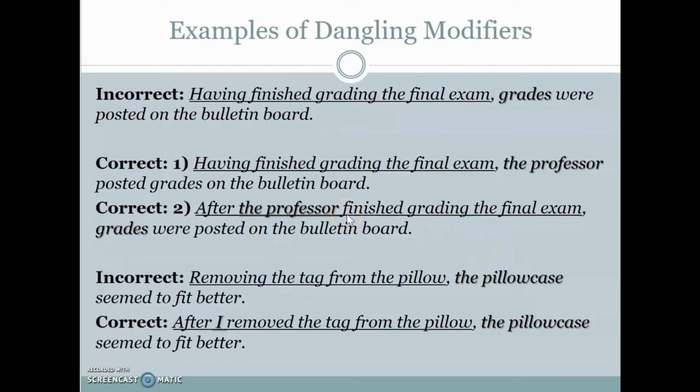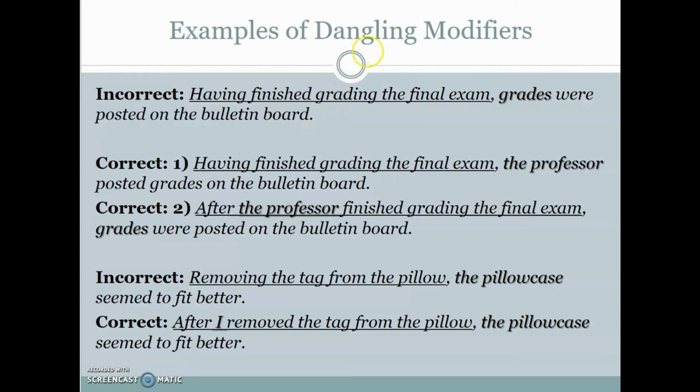Here's another example of dangling modifiers. Having finished grading the final exam, grades were posted on the bulletin board. Now, most of the time, these modifiers, when they're incorrectly reduced, sound fine, because we obviously understand that somebody graded the final exam. But when we talk, we don't think about the rules. And so when we say a sentence like this, it sounds fine to us, but not in writing.